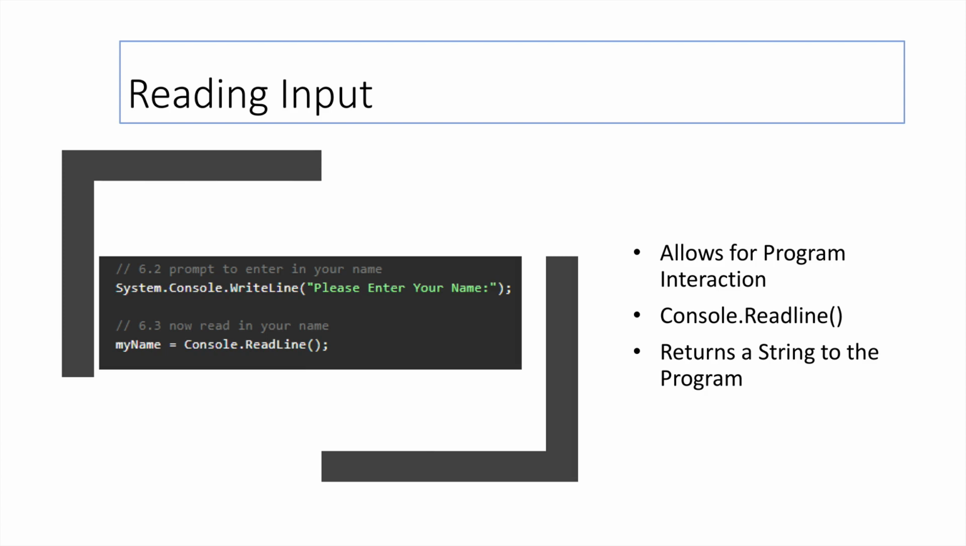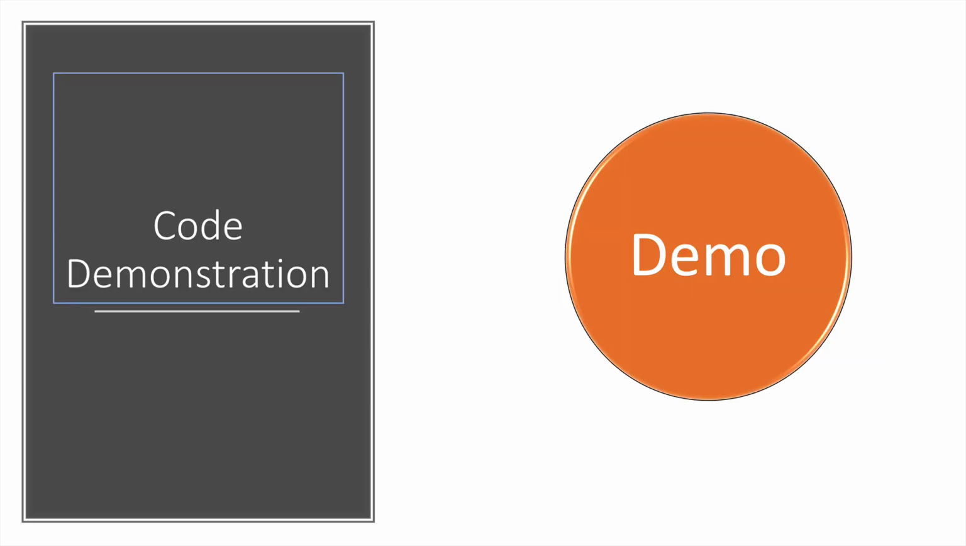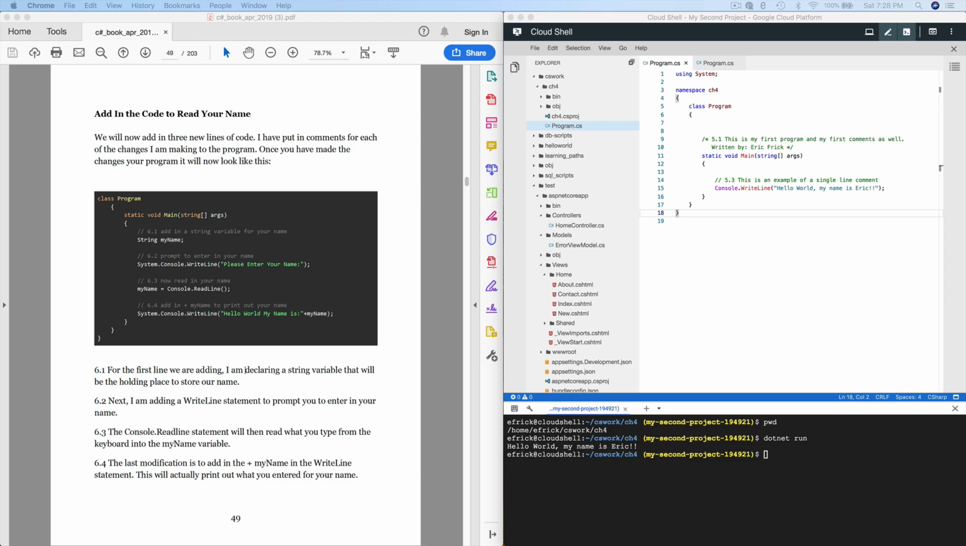We'll be using the Console.ReadLine statement, which allows the program to interact with the user. This returns a string to the program that we can use for processing later on. So let's go back to our split screen setup and take a look at the code. Now let's look at the details of the code.